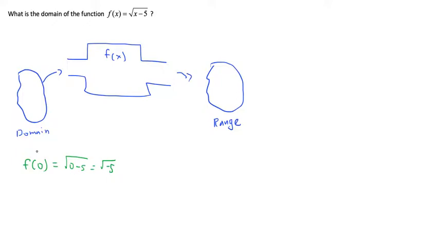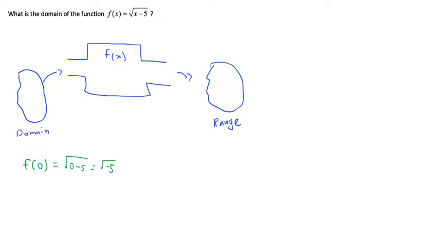So what does that mean? It means that if we try to evaluate this at 0, this function essentially breaks down. We can't get an answer. So 0 is not in the domain. So the key here with radicals is, let's find where the radical equals 0.